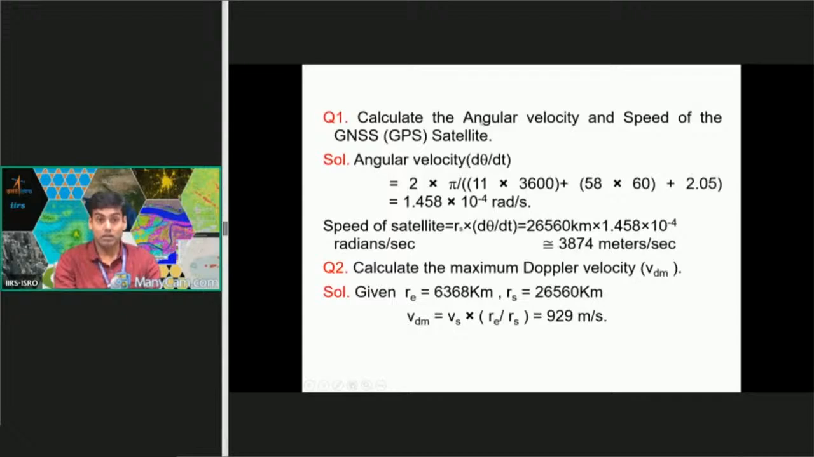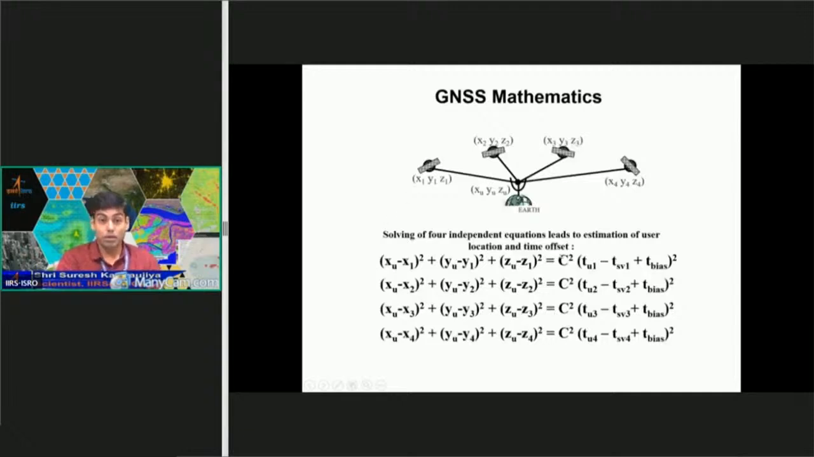And if you want to determine the angular velocity and speed of the GNSS, or GPS, satellite, the angular velocity is 1.458 radian per second, and the speed of the satellite is 3874 meters per second. If you want to calculate the maximum Doppler velocity, it is 929 millimeters per second. So this is the mathematics behind the latitude, longitude, height, and time determination.